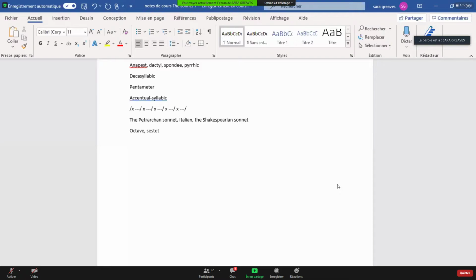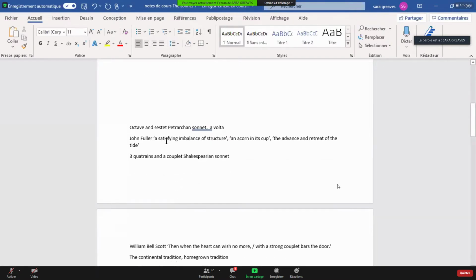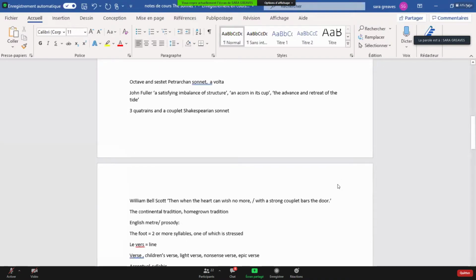Okay, so that means you've in fact got a structure which has an imbalance in it. And I think I've put the quotation down here from John Fuller in his preface to his Oxford Book of Sonnets, which is this book here, the Oxford Book of Sonnets, which is now on your Amethyst page. Okay, I just put it there.